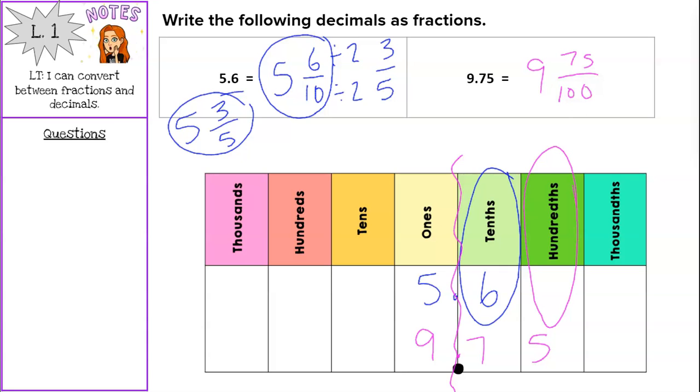Now we can reduce that, and if you think of quarters, quarters are 25 cents, so if we have 75 cents, we'd have 3 quarters. And if we had 100 cents or $1, we'd have 4 quarters. So 75 over 100 can actually reduce to 3/4. So this would be 9 3/4.